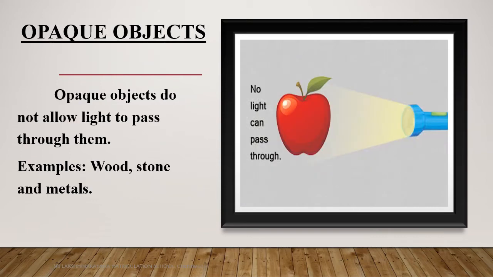Now we are going to see about opaque objects. Opaque objects are the objects that do not allow the light to pass through them. Examples are wood, stone and metals. For example, if you place a torch before a wood, it does not allow the light to pass through it. So it is called an opaque object.